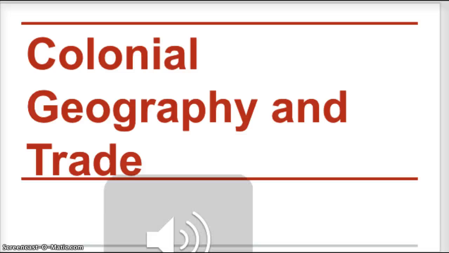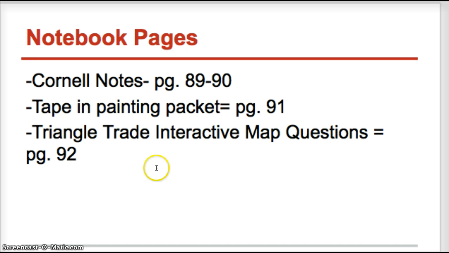All right, here are our directions for the activity for colonial geography and trade. We're going to look at how geography impacted the lives of colonists. Here are your notebook pages. You're going to do Cornell notes on pages 89 to 90. Tape in the painting worksheet on 91, and then your triangle trade activity on 92.